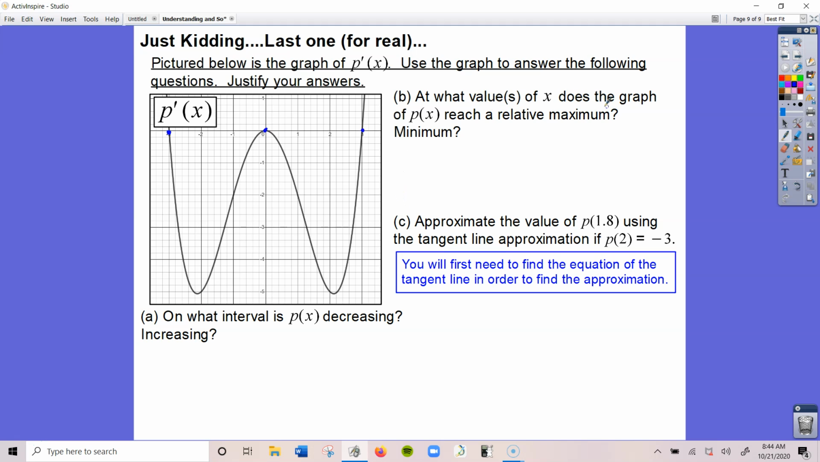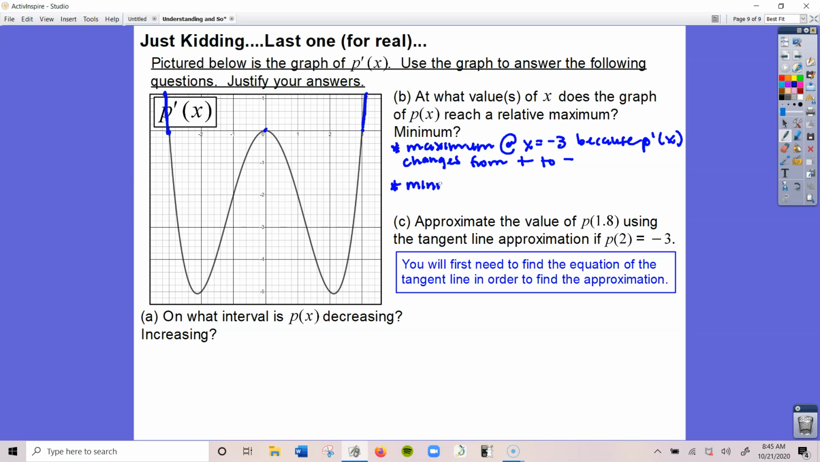So at what values of x does the graph of p of x reach a relative maximum, and when does it reach a relative minimum? Now we have a maximum when the derivative changes from positive to negative. So that means that I would have to see, and even though this is in the way here, this is positive. This is positive. Everything else is negative. So we have a maximum here at x is equal to negative 3, and this is because p prime of x changes from positive to negative.